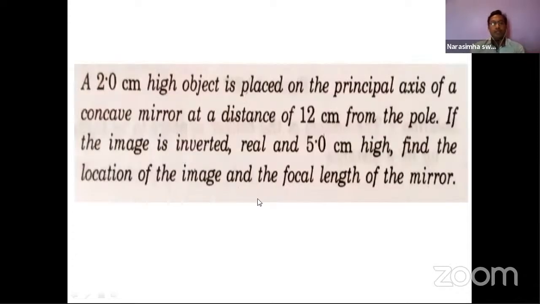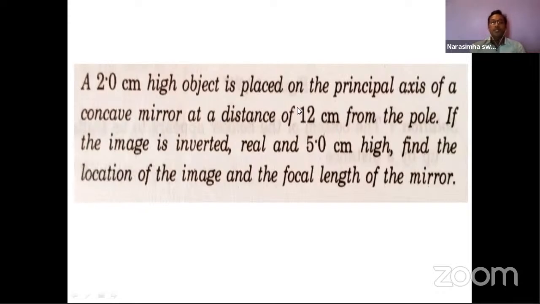Right. We'll go for the next problem. A 2 centimeters high object is placed on the principal axis of a concave mirror, at a distance of 12 centimeters from the pole. I'm repeating, a 2 centimeters height object is placed on the principal axis of a concave mirror, which is at a distance of 12 centimeters.